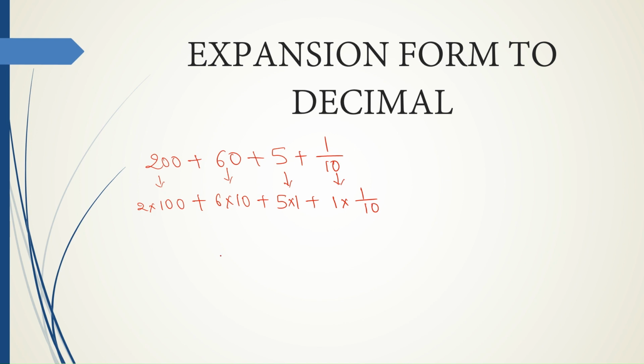Now convert this into a decimal. The first one is the hundreds place, tens place, ones place. Use the place value chart. So we'll have ones place, tens place, hundreds place. Towards the left of the decimal point are these, and towards the right is the tenths place. Now we'll start from the hundreds place, 2, 6, 5.1. The 1 here is 1 into 1 upon 10. So 1 we will write here. In this way, the decimal equivalent is 265.1.